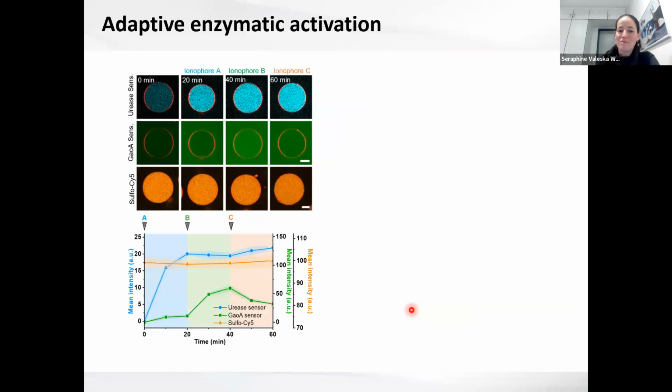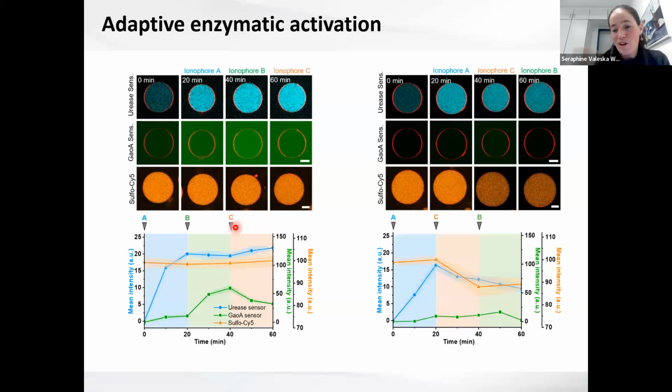So having this adaptivity, we thought that, okay, now we can basically control which enzymatic pathways we activate depending on the sequence in which we add the ionophores. Here we first added ionophore A, and we can activate the urease. But when we add ionophore B in the second step, you can appreciate that we no longer activate the oxidase. Then third, we added ionophore C, which activates the lipase, and the vesicles no longer lysed.